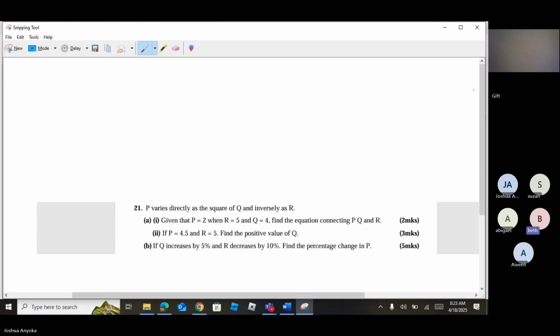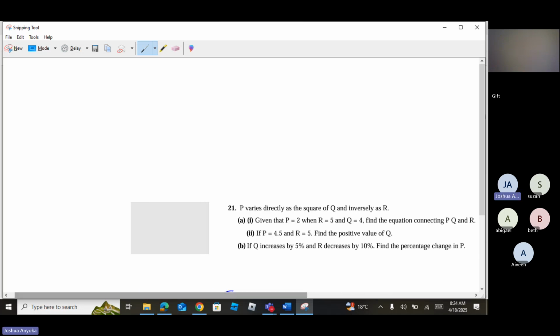Joint variation. We are connecting direct and inverse. So we start by reading literally as it is suggesting. We are told that a quantity P varies directly as the square of Q, and inversely, so it goes to the denominator, as R.